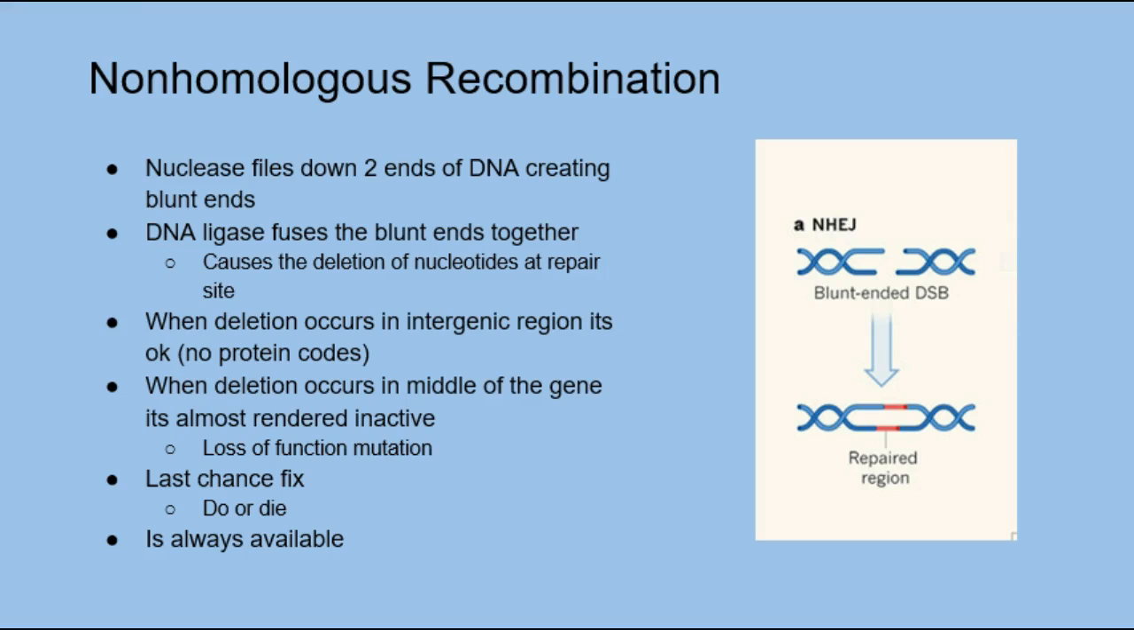When the deletion occurs in intergenic regions, it's okay because those are non-protein-coding areas. But when the deletion occurs in the middle of a gene, it's almost rendered inactive because it's a loss of function mutation. Non-homologous recombination is viewed as a last chance fix, which is either do this or die. And it's always available, but it's not always the best choice.